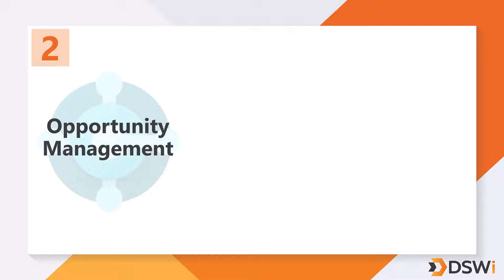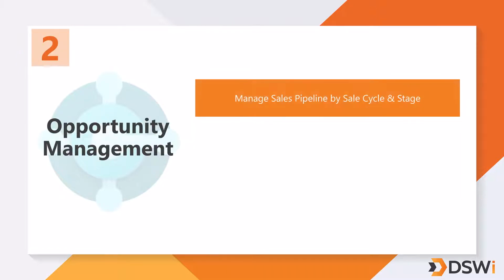Opportunity management is the second facet. In opportunity management, one of the most important things that Business Central is able to do for you is help you manage your sales pipeline. And it does this by breaking down all the opportunities that you have into various sales cycles. And I'll explain that a little bit more in my demonstration. But for now, hold that idea of sales cycles.